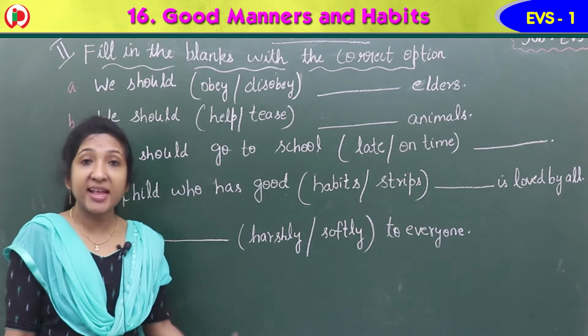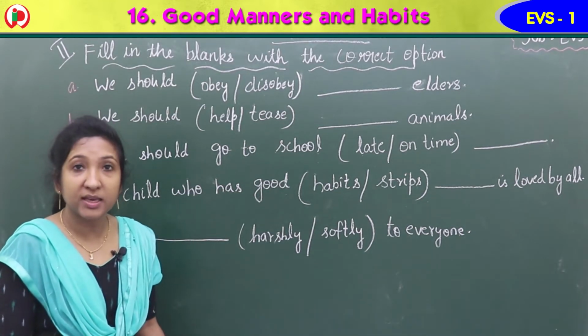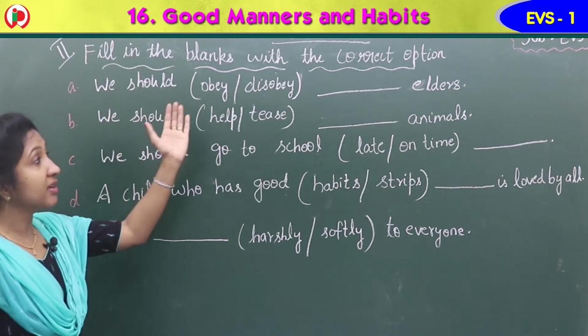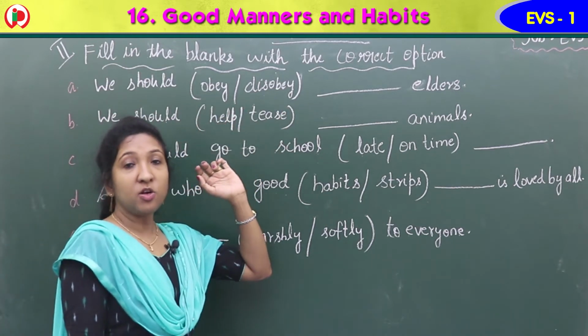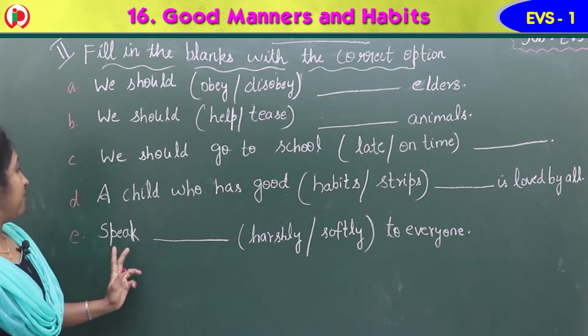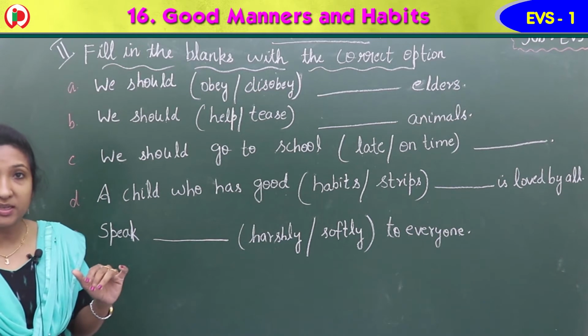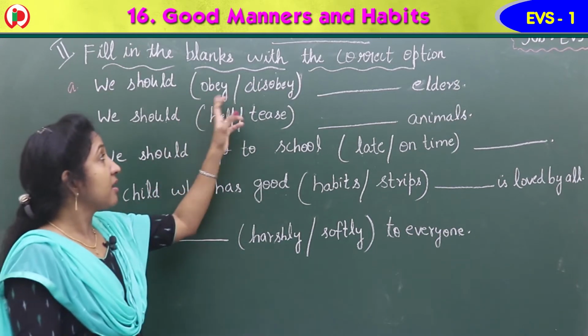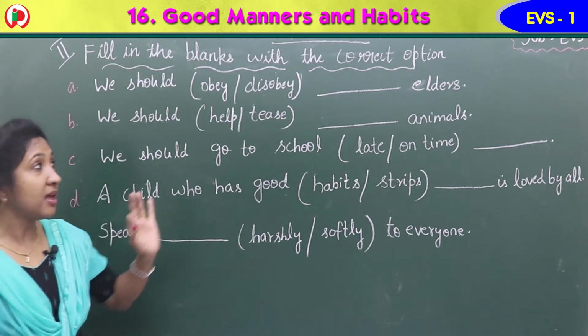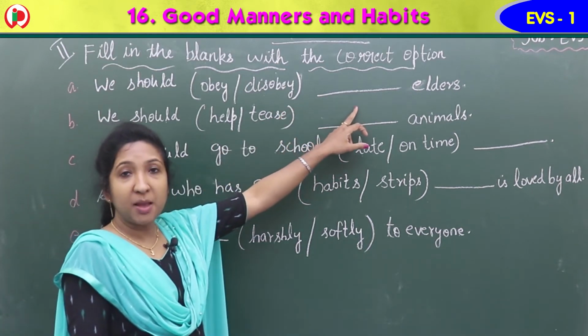Children, so our next exercise in the workbook is exercise 2. Fill in the blanks with the correct option. So here you can see A, B, C, D, E. Five fill in the blanks questions are there. And in brackets, two options are given. You have to choose the correct answer and write it here in the blanks.